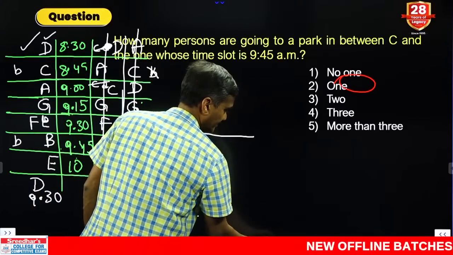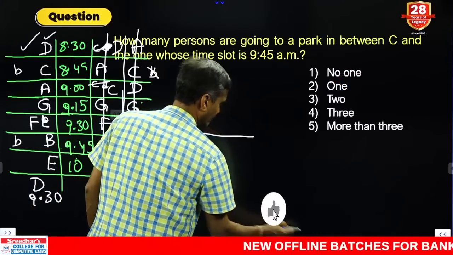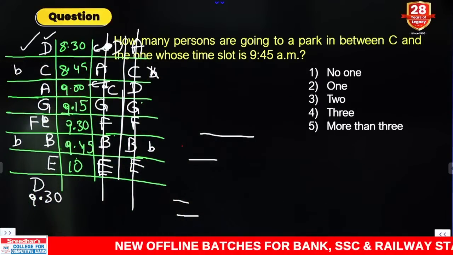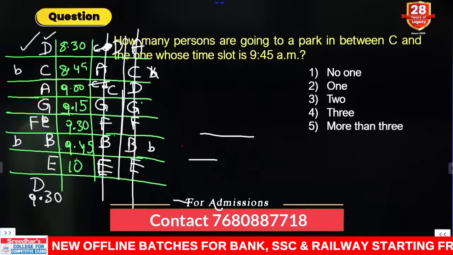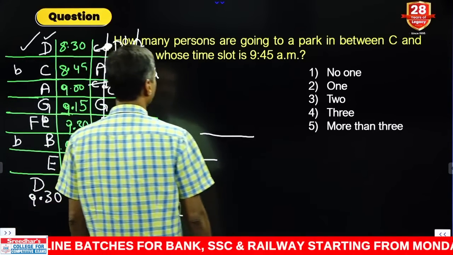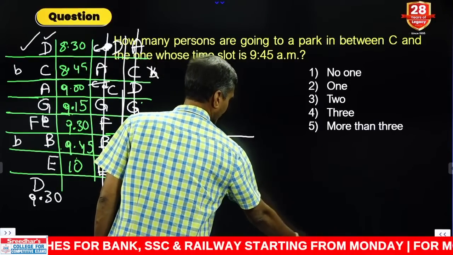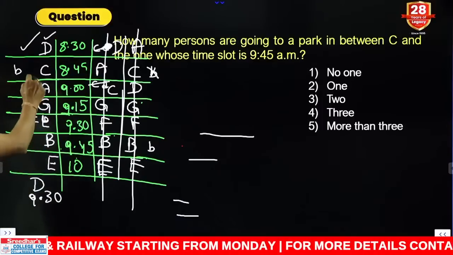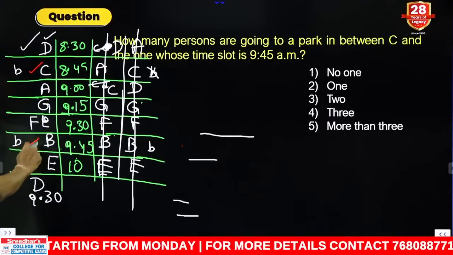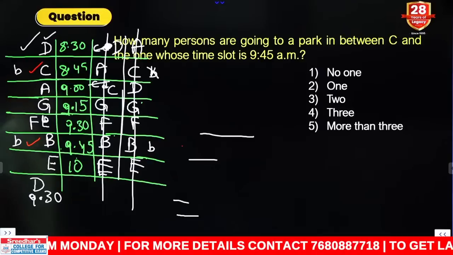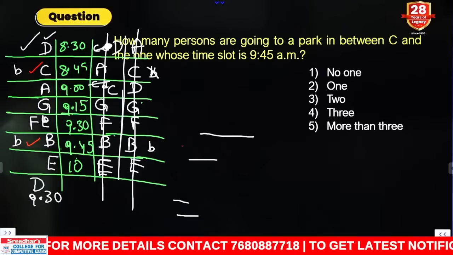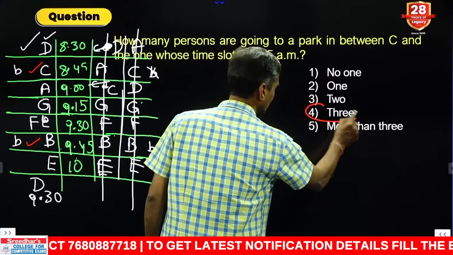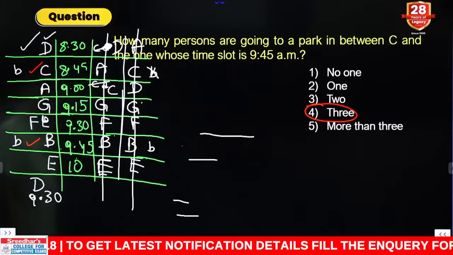Now in question number 2: how many persons are going to the park between C and the one whose time is 9:45? Between C and the one whose time is 9:45, tell me how many persons are attending. Now C is here at 8:45 and the other is at 9:45, and in between these two, how many persons are there? 3 persons, good. Now who are those 3 persons? A, G and F. There are 3 persons attending between these two. Hence, what is your answer? Choice for question number 2.